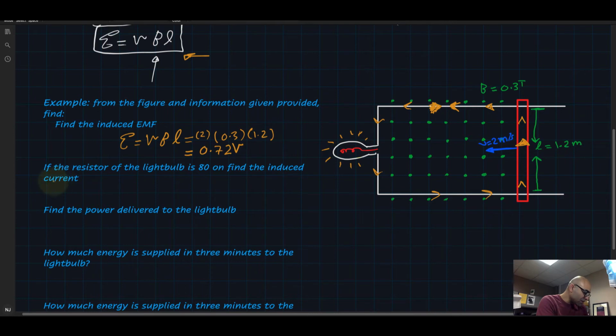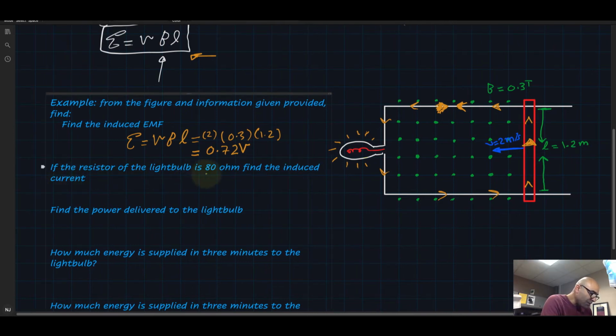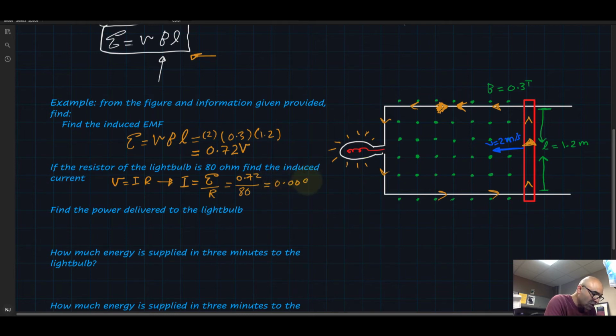Now let's find out what needs to be done next. If the resistor of the light bulb is 80 ohms, find the induced current. We know from Ohm's law, V is equal to IR, where V is the induced electromotive force. Writing this equation in terms of I, I is equal to the induced electromotive force divided by R. The induced electromotive force was found to be 0.72 divided by R, and R is given to be 80 ohms. If we do this calculation, we find the current is equal to 0.009 amps or amperes. Okay, so that's for the second part.